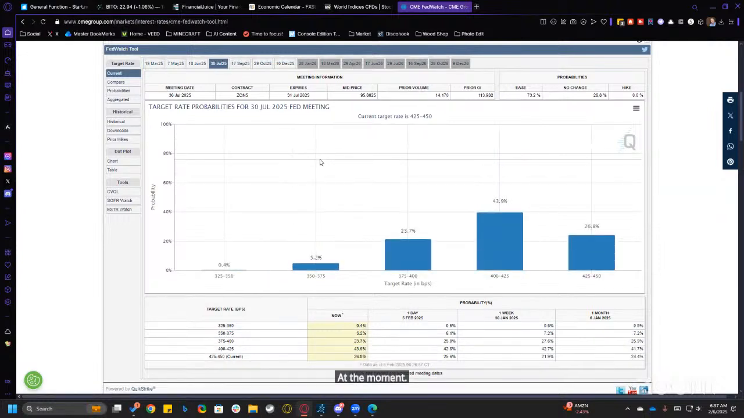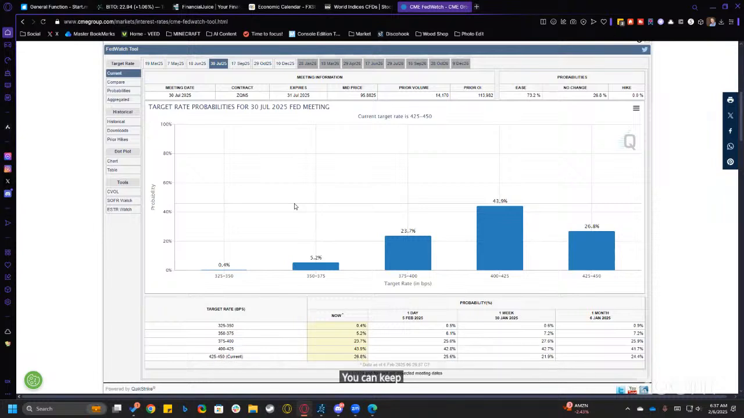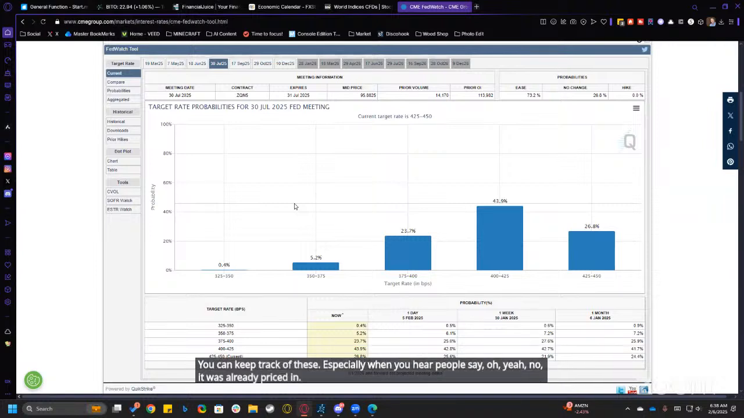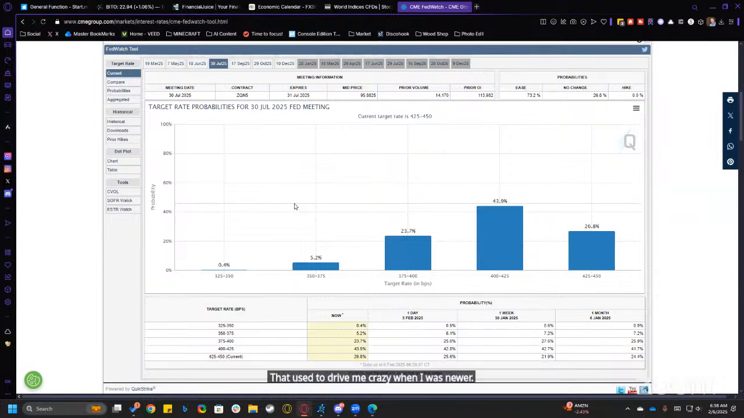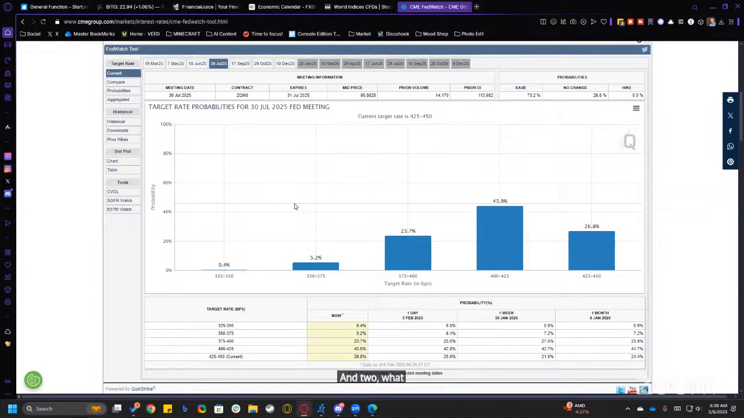There's times where you'll often see 3, 4, or 5 different choices. If you go farther out in time, you can keep track of these, especially when you hear people say, oh yeah, no, it was already priced in. That used to drive me crazy when I was newer to trading, because I couldn't understand, one, how did you know it was priced in? And 2, what are they pricing in, right? It just seemed very vague, off the cuff kind of language.